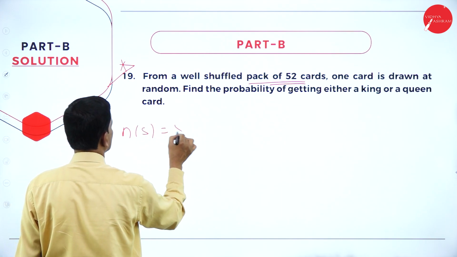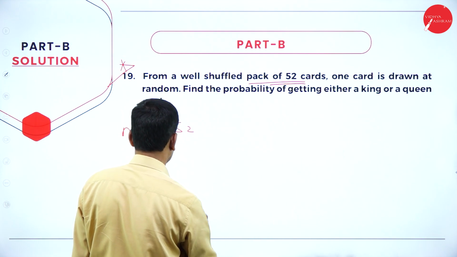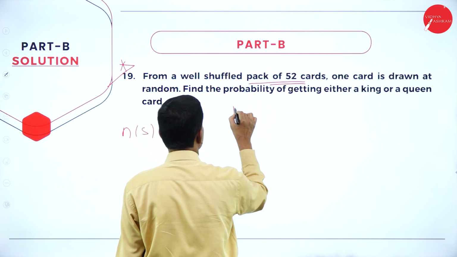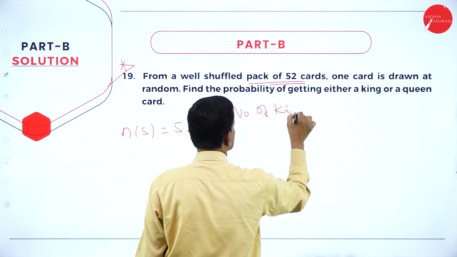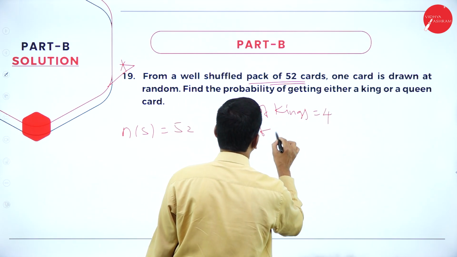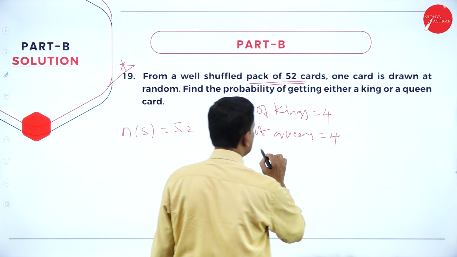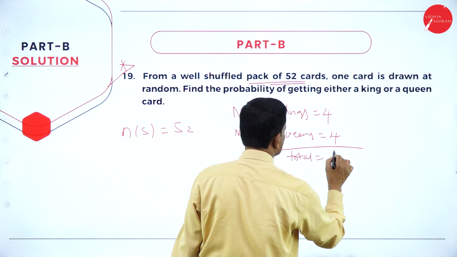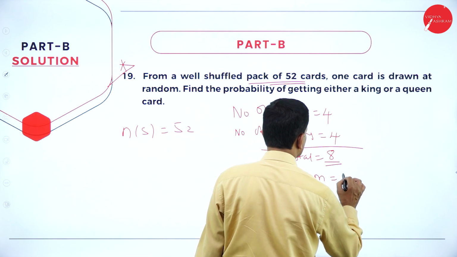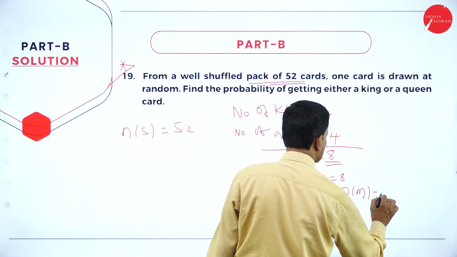So, n of S is given, the number of cards, n of S is equal to 52. One card is drawn at random. Find the probability of getting either a king or a queen. So, how many kings? Number of kings is equal to 4. Similarly, number of queens is equal to 4. So, totally here it is 8 cards. Therefore, consider this as M. M is equal to 8. That means n of M is equal to 8.